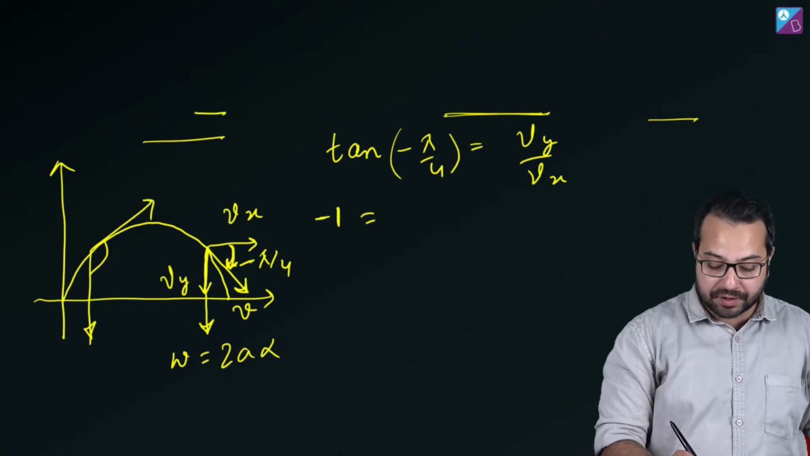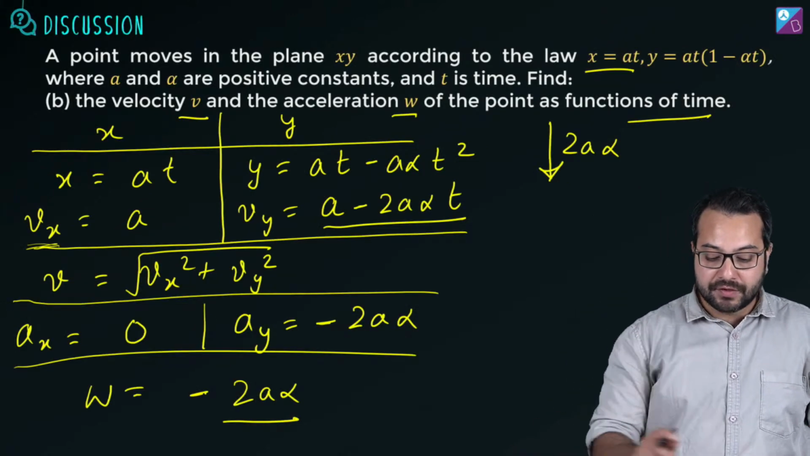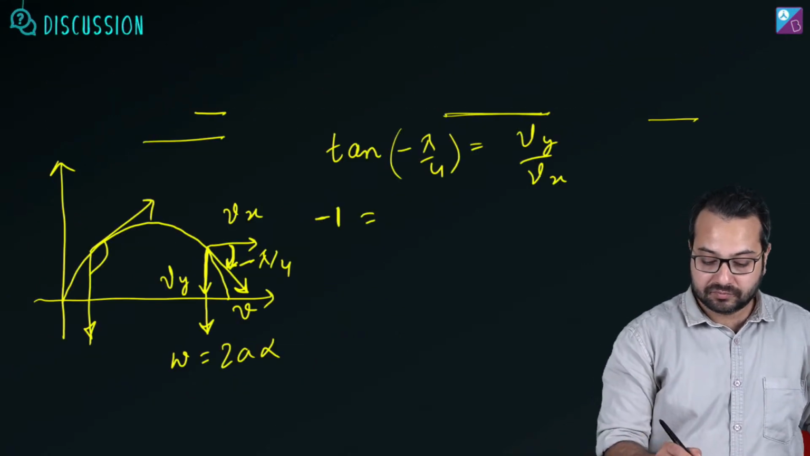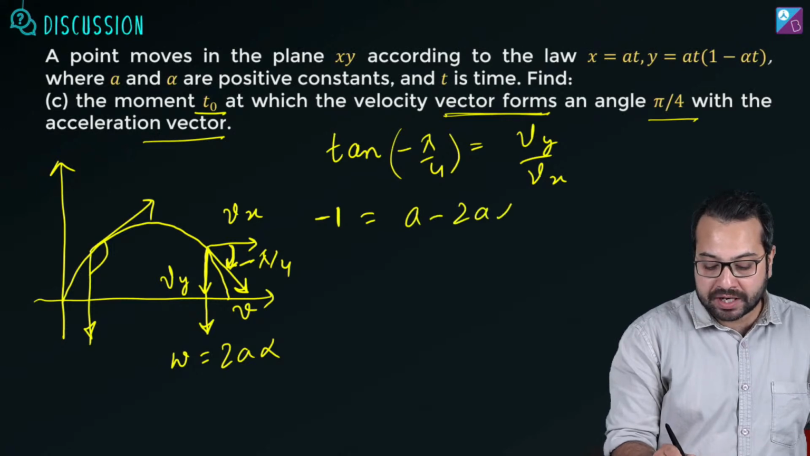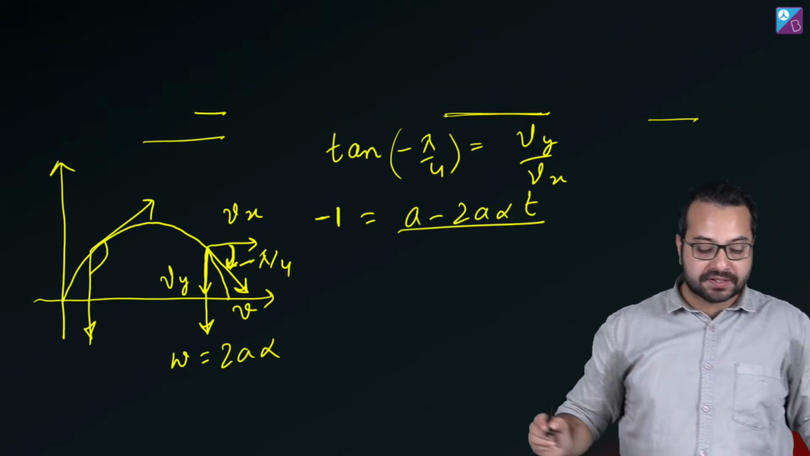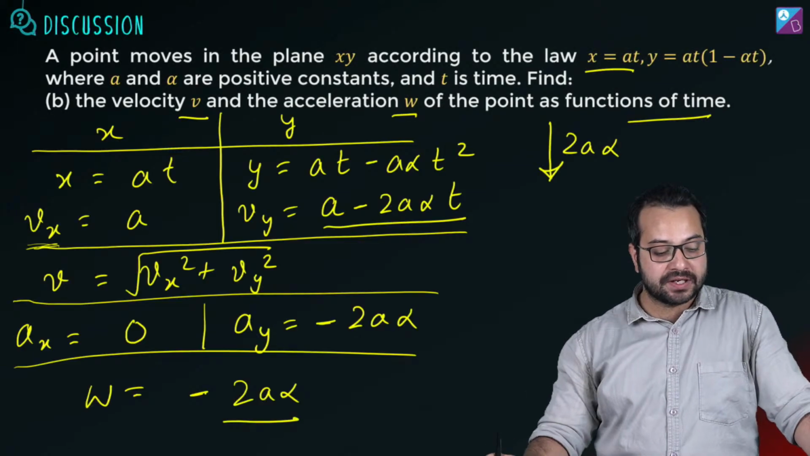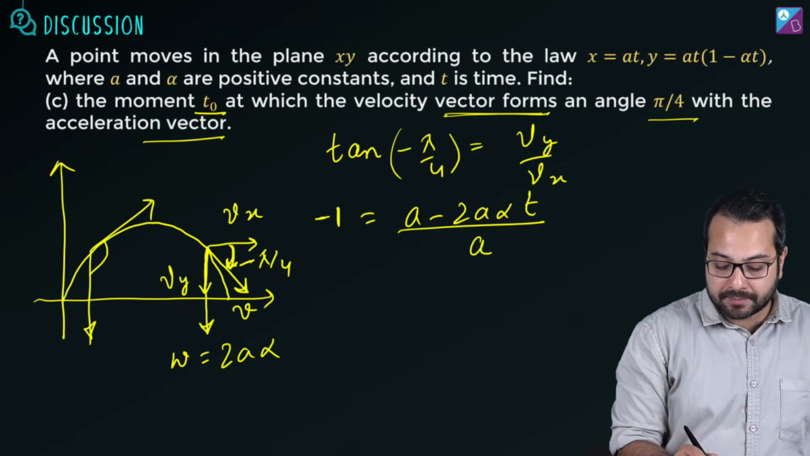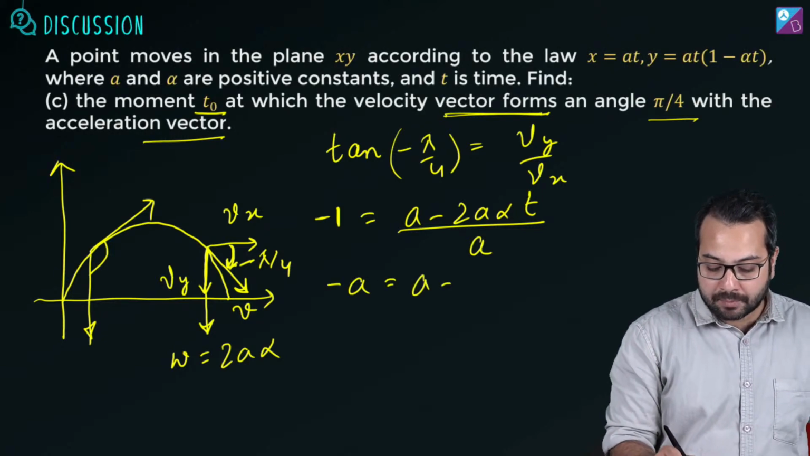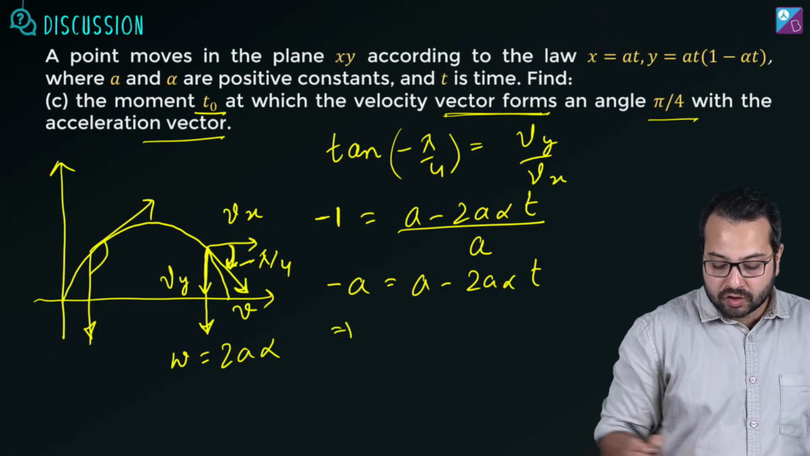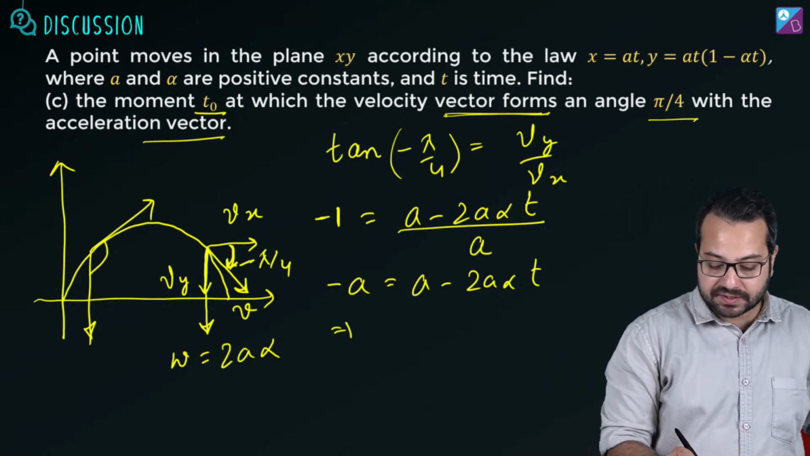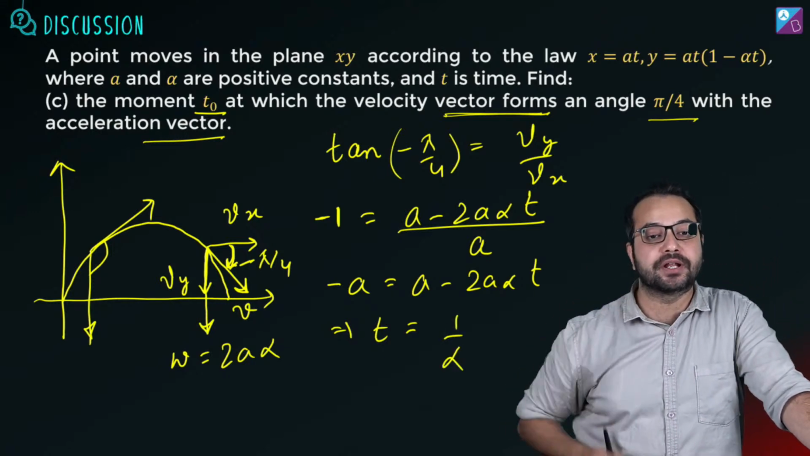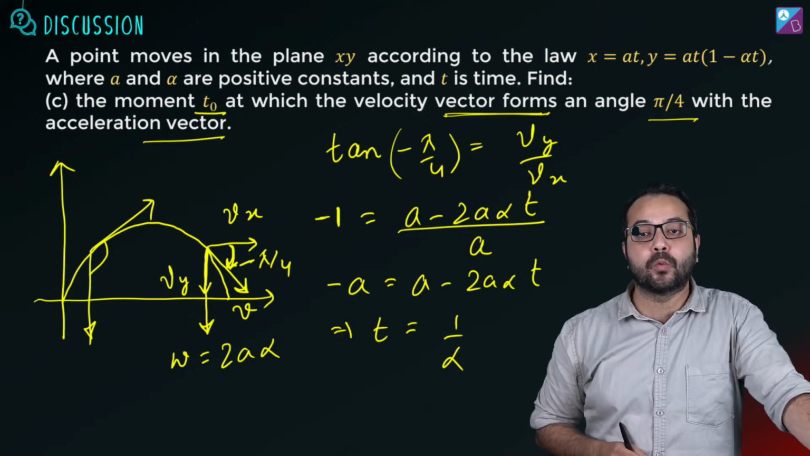Vy का वैल्यू कितना है? We have already figured that out. Vy का वैल्यू है a minus 2a alpha t. A minus 2a alpha t divided by what is the value of Vx? The value of Vx is simply a. So we are going to substitute a. So this is going to become minus a is equal to a minus 2a alpha t. So this is going to give us t is equal to 1 upon alpha. Yes, that's absolutely right, Swastika. T will be equal to 1 by alpha.